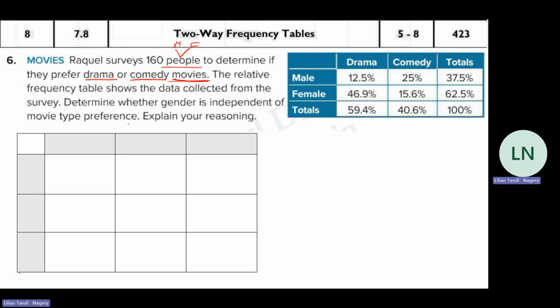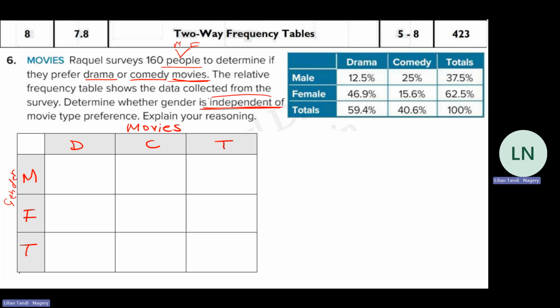So here I am going to do movies, and here I am going to do gender. Gender comes male and female, and then you're going to have totals, and here you're going to have drama, comedy, and totals. Now, what does the question want? The relative frequency table shows the data collected from the survey. Determine whether gender is independent.